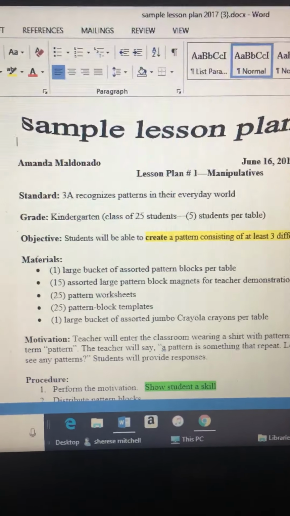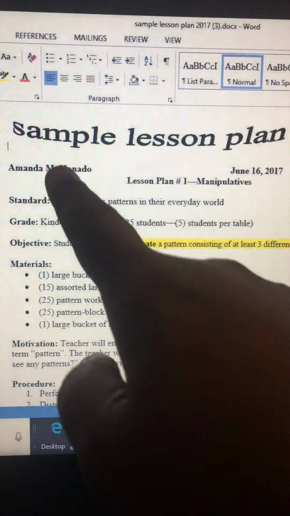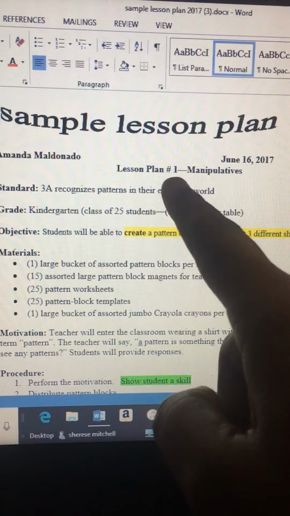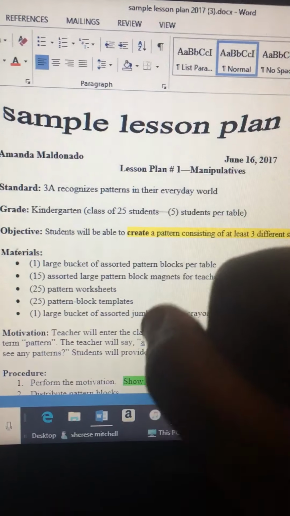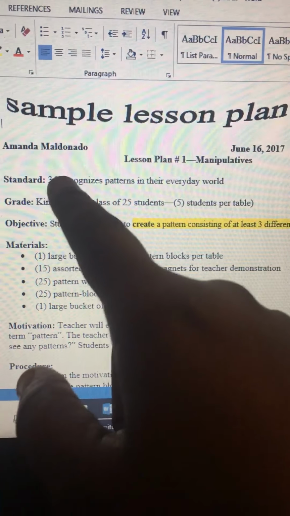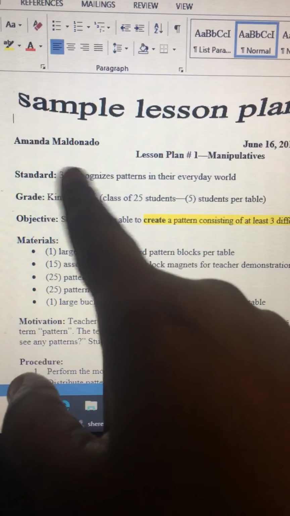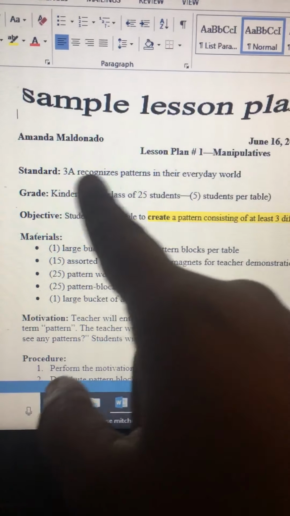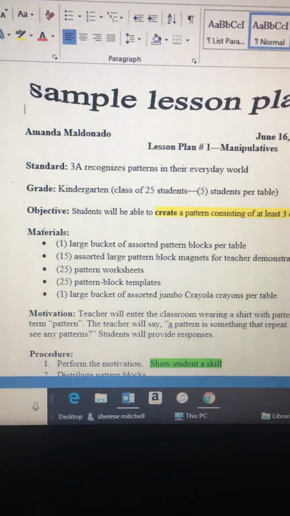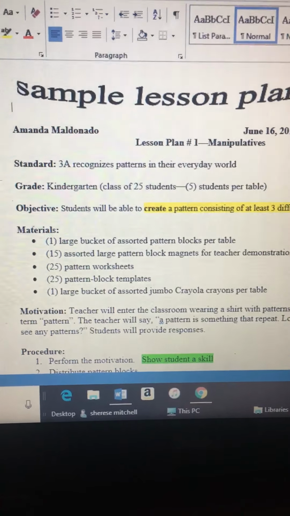When typing your sample lesson plan, begin by putting your name, the date, the lesson plan number, and the topic of the lesson plan here. You're going to find the standard. You're going to write the number and letter if it's applicable, and you're going to write it out here. The standard is a generalization of what the students should be able to do.